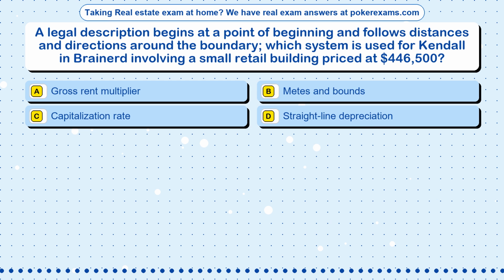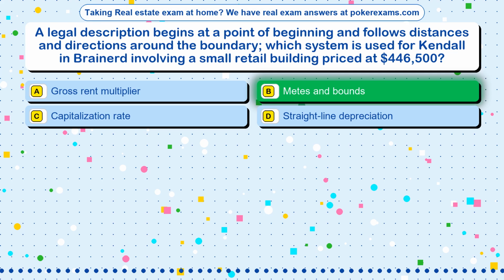Question 94. A legal description begins at a point of beginning and follows distances and directions around the boundary. Which system is used for Kendall and Brainerd involving a small retail building priced at $446,500? Option A, gross rent multiplier. Option B, meets and bounds. Option C, capitalization rate. Option D, straight line depreciation.